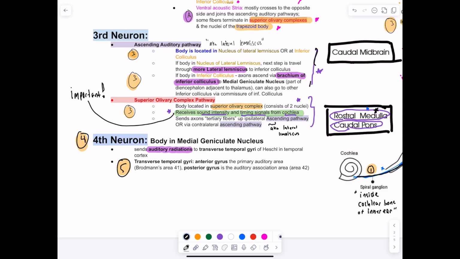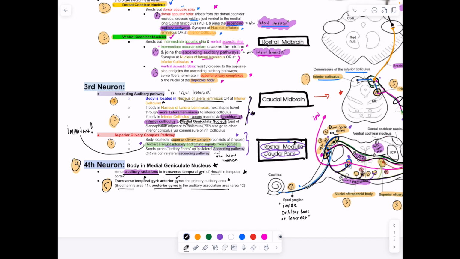This is just saying what happens to the ascending pathway. Body in the inferior colliculus is going to send up axons, and we call that axon the brachium of the inferior colliculus, to the part that's adjacent to the thalamus, the medial geniculate nucleus. And then the medial geniculate nucleus is going to send auditory radiations, its axons, to the transverse temporal gyre of Heschl in the temporal cortex. And then the transverse temporal gyre will include the anterior gyrus, the primary auditory area, aka Brodmann's area, and then the posterior gyrus, which is auditory association area.